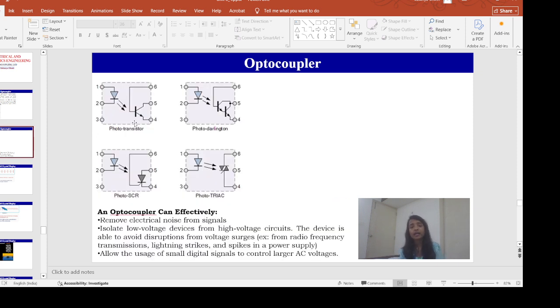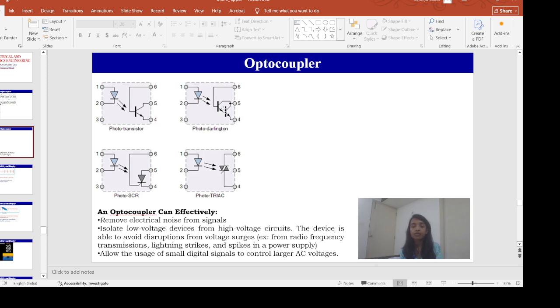So we can have different kinds of arrangements for an optocoupler. In this optocoupler, on the transmitter side, we have this LED. These different arrangements of the optocouplers are based on the variation in the receiver side. You can see for all these four arrangements, the transmitter side LED is fixed, and on the transmitter side we are giving the electrical supply to the LED. But on the receiver side, here we are using the phototransistor as the receiver.